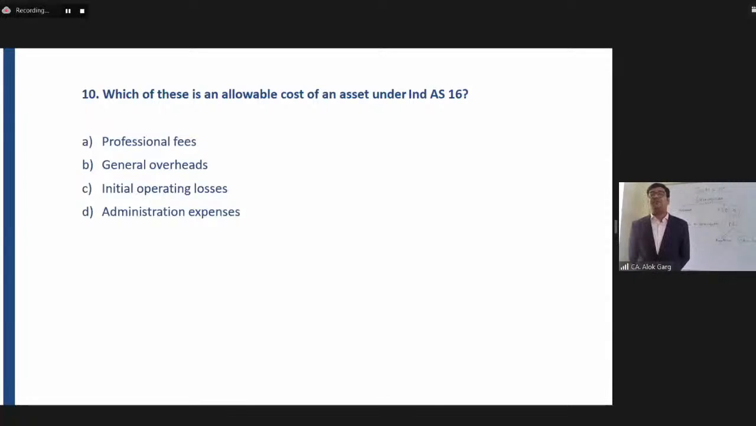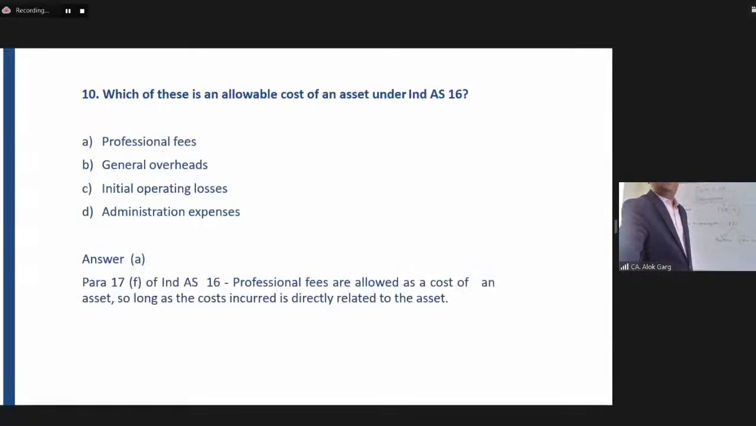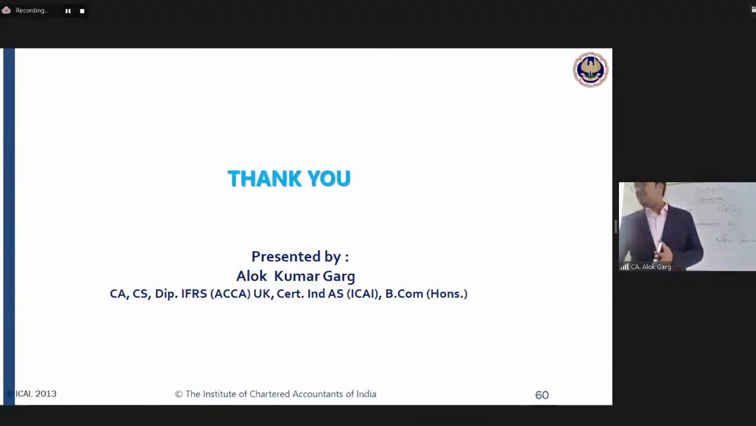So what is the right answer for 10? Yes. So the allowable cost is only professional fees. Para 17 says that professional fees are allowed as a cost of an asset so long as the cost incurred is directly related to the asset. Okay. So thank you very much.